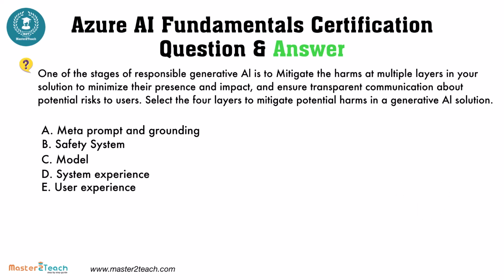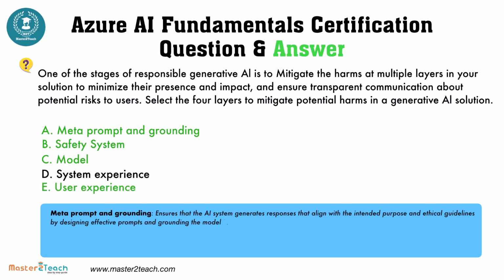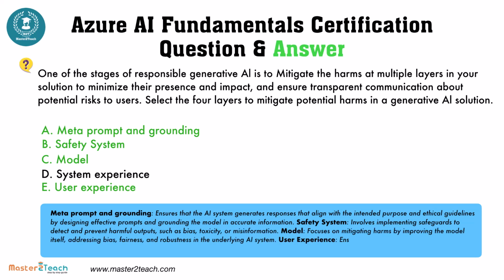The correct 4 layers to mitigate potential harms in a generative AI solution are meta prompt and grounding, safety system, model, and user experience. Meta prompt and grounding ensures that the AI system generates responses that align with the intended purpose and ethical guidelines by designing effective prompts and grounding the model in accurate information.